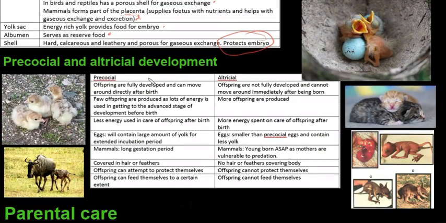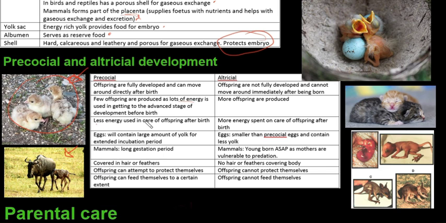Next, we're going to look at precocial and altricial development. So precocial is when the offspring are fully developed and they can move around directly after birth. An example of this is birds, and then certain mammals will also do this. And we say that they can basically defend themselves against predators. They can find food to a certain extent. So in this case, few offspring are produced, as lots of energy is required in getting them to this advanced stage of development before birth.